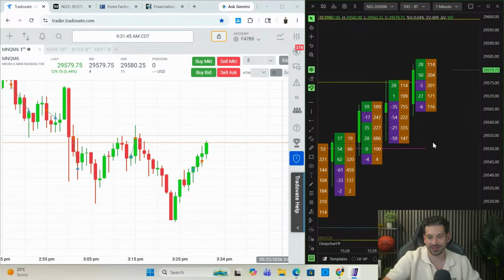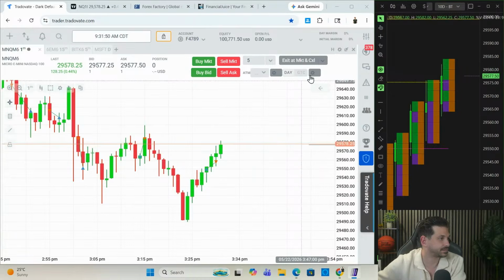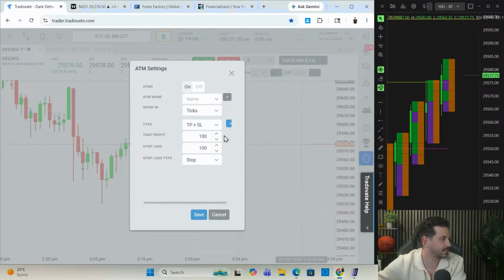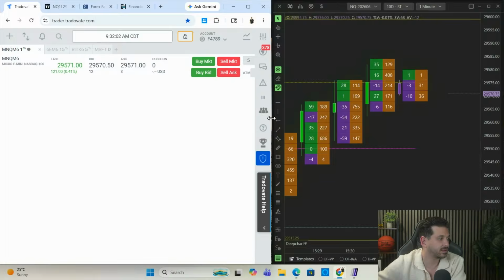Then it works. All right, so the bracket orders work quite nicely. Maybe 100 is fine, actually. I don't mind. Well, you can show it in ticks delta. Oh, okay, nice. Quite like that. Awesome.